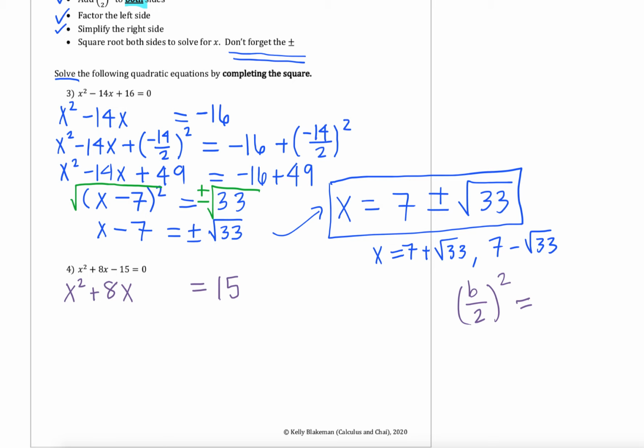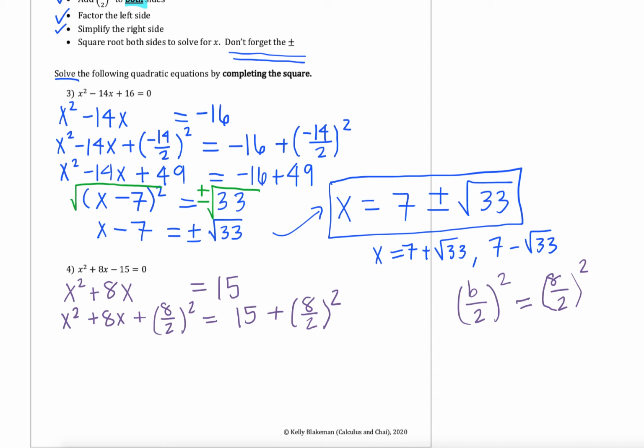So in this case, our b value is 8, so we have 8 over 2 squared that we're going to add to both sides. So we get x squared plus 8x plus this 8 over 2 squared equals 15 plus 8 over 2 squared. I want to make sure that I'm adding this b over 2 squared term to both sides because I need to keep my original problem balanced. It wouldn't be fair to just add it to one side without adding it to the other side. That would actually be changing the problem.